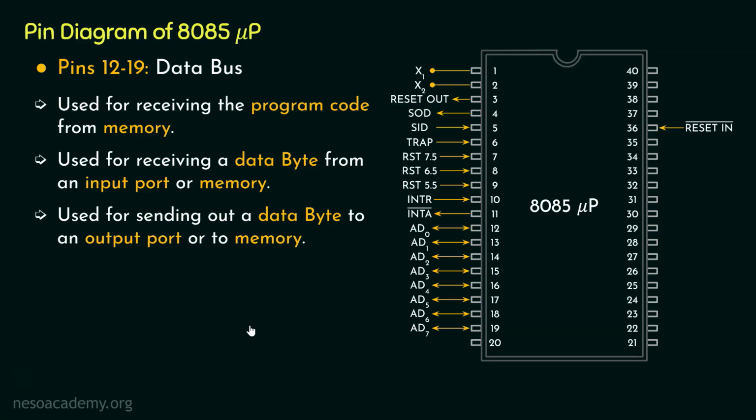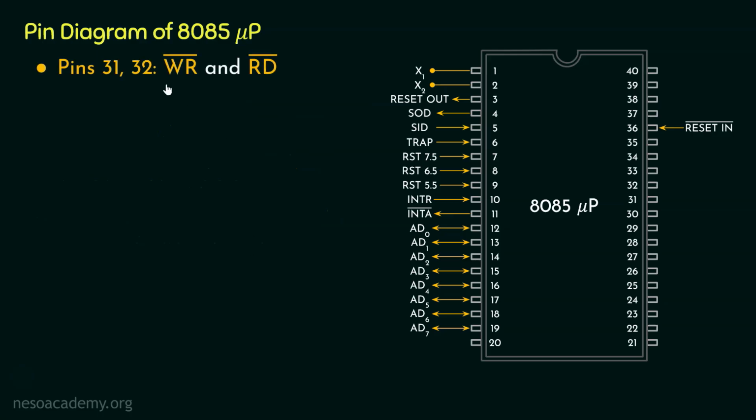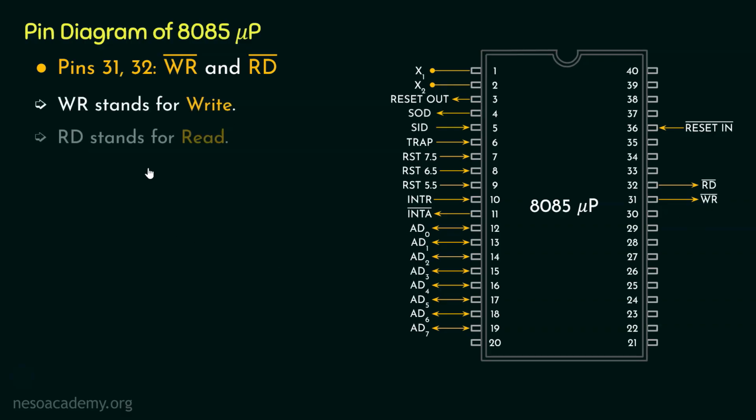Now the question is, how can the same lines be used for both receiving as well as sending out the information? Well, in order to understand this, we need to learn about the next pins, that is WR bar and RD bar. Now, pin number 31 is actually the WR bar and pin number 32 is RD bar. Here, WR stands for write, whereas RD stands for read. If you notice, both these pins are active low pins. That is, in order to activate these, we need to send out the signal 0.